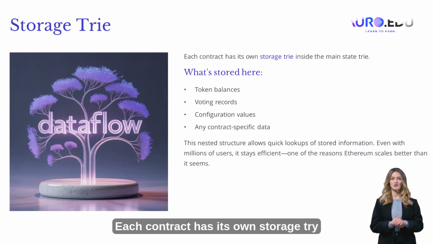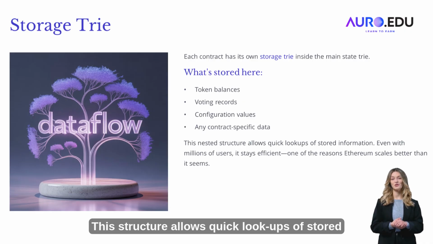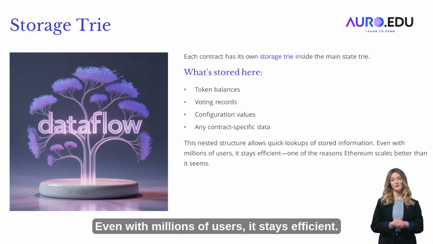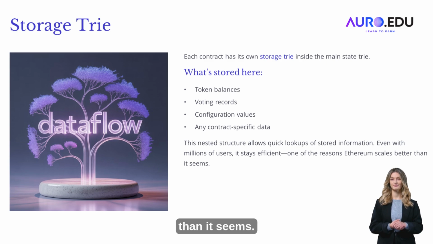Storage trie. Each contract has its own storage trie inside the main state trie. It keeps contract-specific data like votes, token balances, or configuration values. This structure allows quick lookups of stored information. Even with millions of users, it stays efficient. It's one of the reasons Ethereum scales better than it seems.